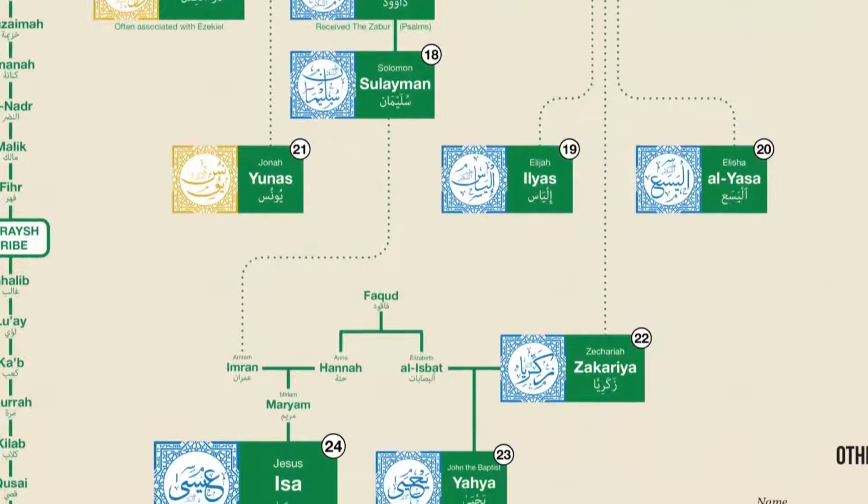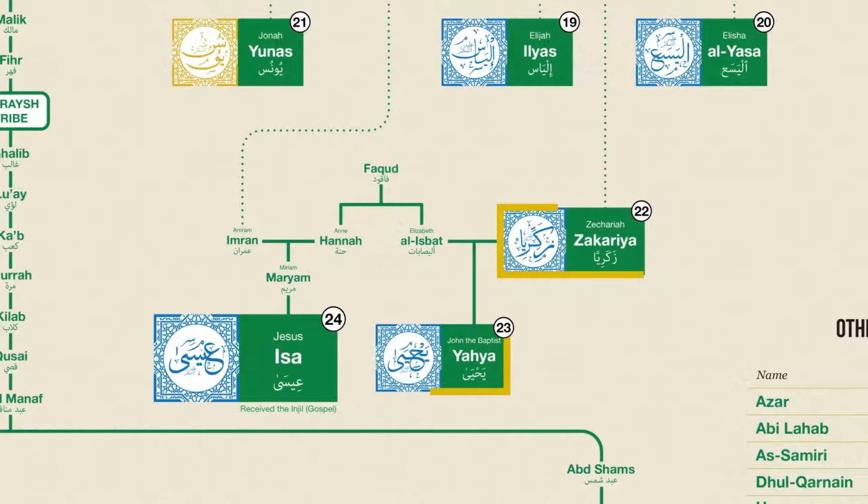We then come to Zachariah, Yahya, and Isa, all characters who appear in the Christian New Testament, not in the Hebrew Bible, which Christians call the Old Testament. Zachariah was a priest and was the father of Yahya, who in the New Testament is known as John the Baptist. According to the Quran, Zachariah's wife had a sister who was married to an elderly man named Imran.